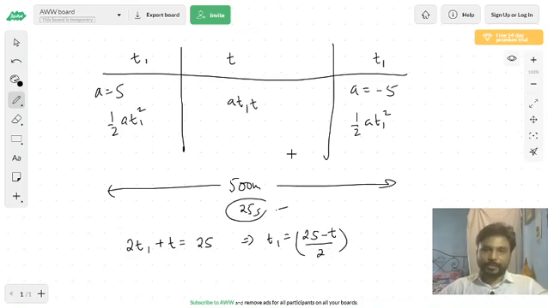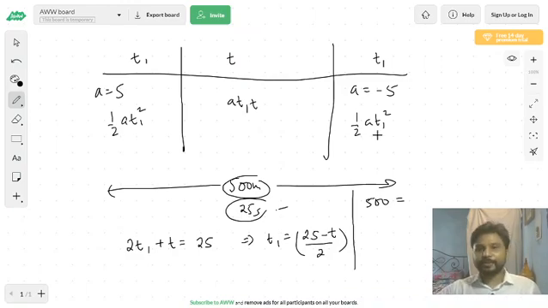So what would be the net displacement? Net displacement would be 500 meters, right? So the expression for net displacement is 500 meters is equal to half a t1 square plus half a t1 square. So half a t1 square plus half a t1 square is a t1 square. So that would be a into (25 minus t by 2) squared, plus a t into (25 minus t) upon 2.